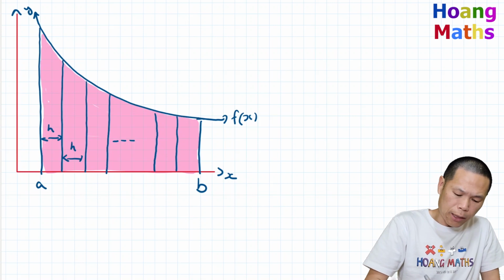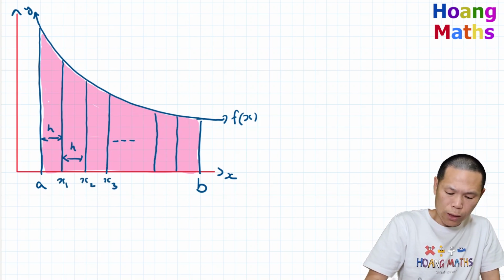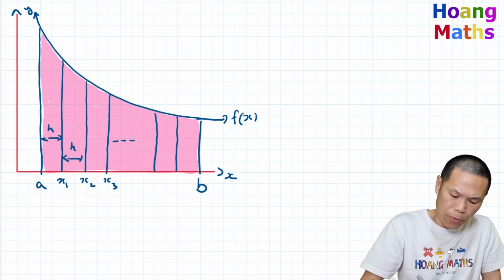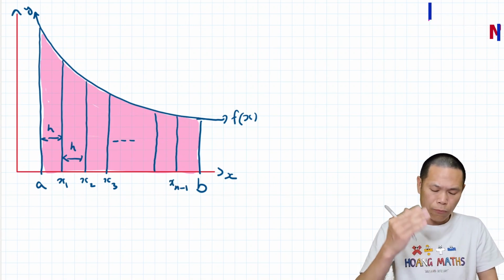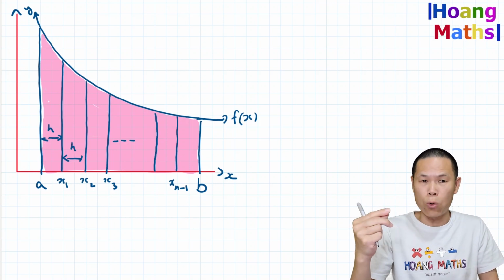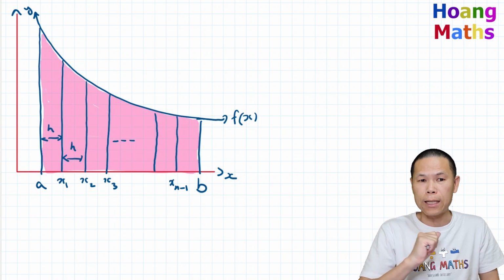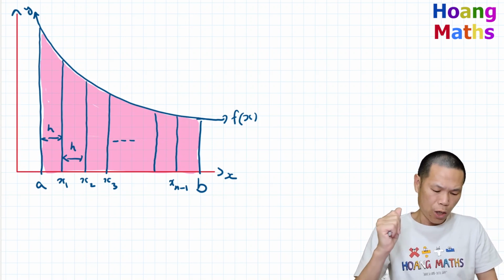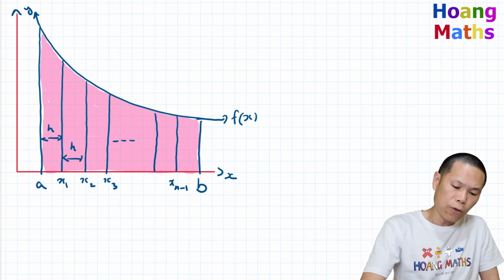Let's say this is x1 and this must be x2, x3, and so on. The last one is xn minus 1, because the first one is a, the second one is x1, x2. So of course, the second last one is xn minus 1. Now we need to find the area of each one of them.